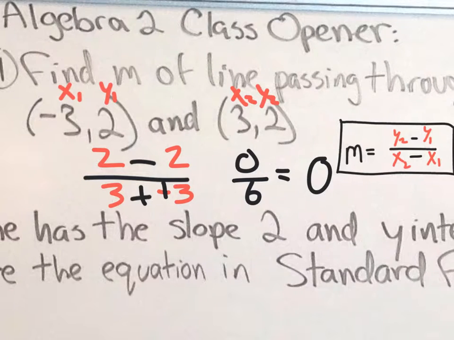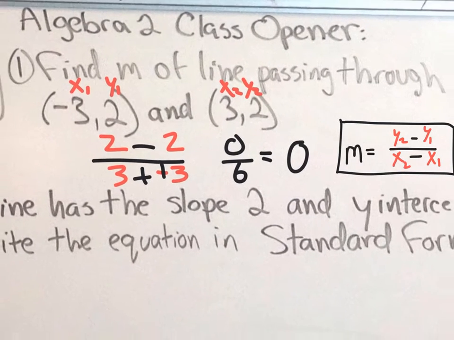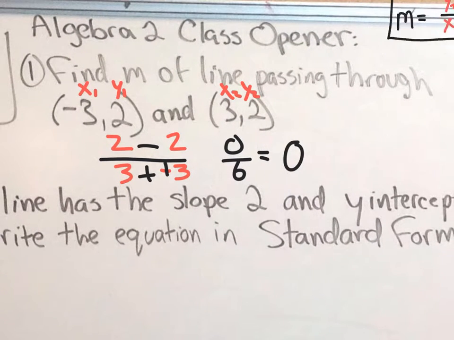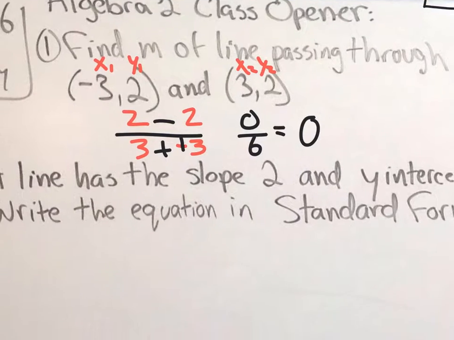So your final answer is 0. Now, if 0 is on top, nothing divided by 6 is still going to be nothing. But if 0 were on the bottom, then you would say undefined. So right here, your slope is 0. That's just something that we actually need to be able to do later. And that was from last week.